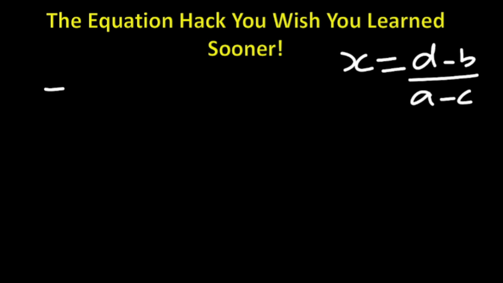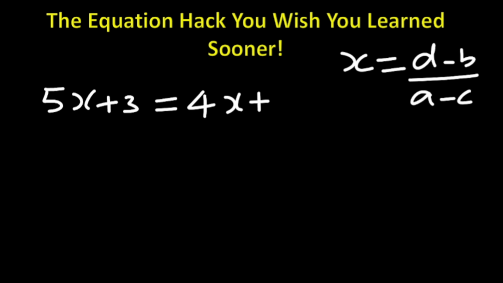Say the question is 5x + 3 = 4x + 7. The question is, what is the value of x? Or you can say solve for x. Now, without solving here, we just have to use this shortcut so you get the value of x. We need the values of a, b, c, and d to find the value of x. So let's find the values of a, b, c, and d.